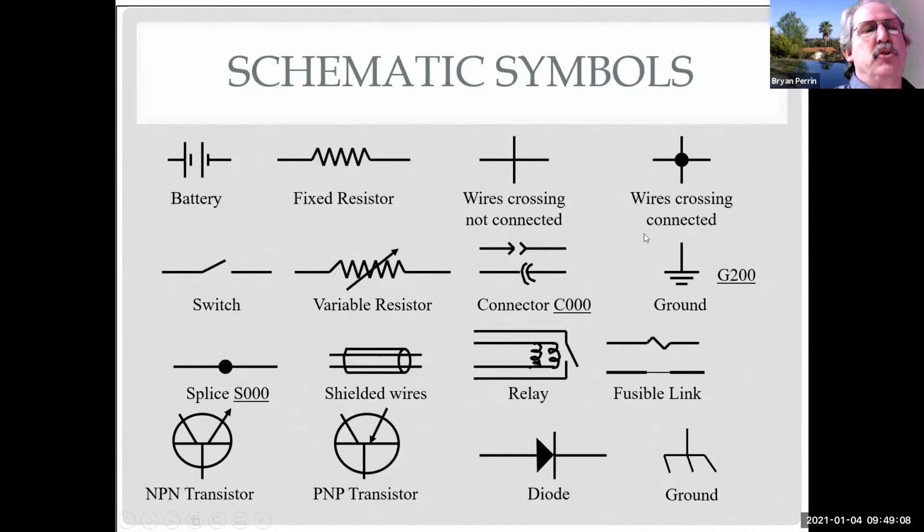And you can see you have the two ground symbols. Kind of depends on which continent the wiring schematic was done on to which symbol you're going to get.